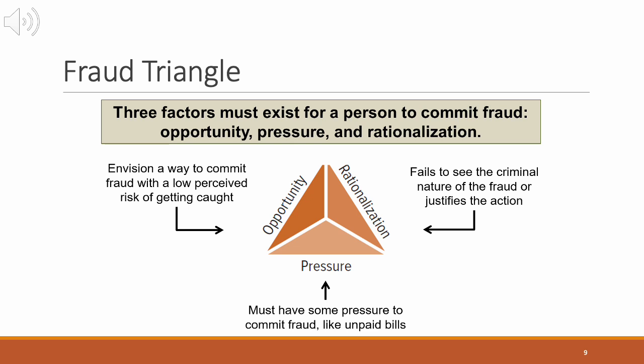The third side is rationalization. This is how the person justifies the fraud in their mind. They might think, I'm just borrowing the money, or I deserve this because I'm underpaid. When all three sides come together, opportunity, pressure, and rationalization, the risk of fraud goes way up. So, if we want to reduce fraud, we need to break this triangle by limiting opportunities, reducing pressures, and challenging rationalizations. Now, tell me, how do you think new technologies limit fraud?